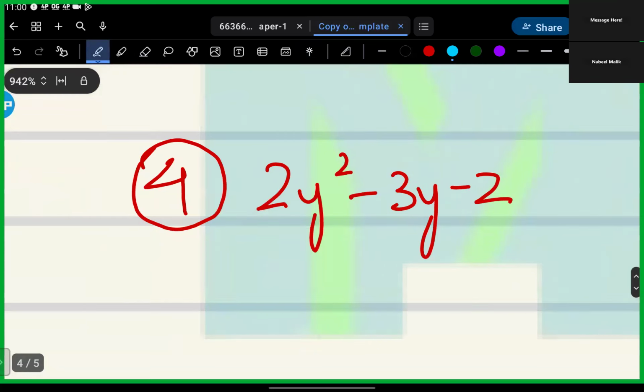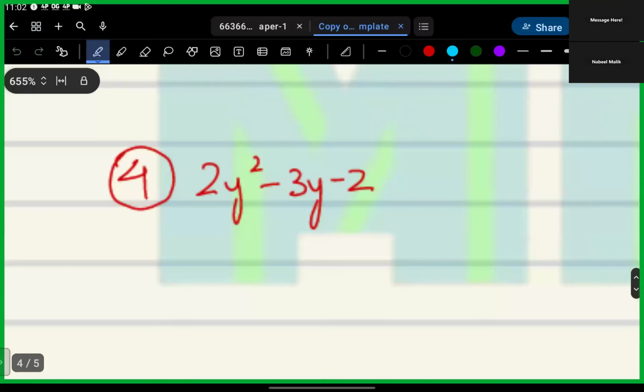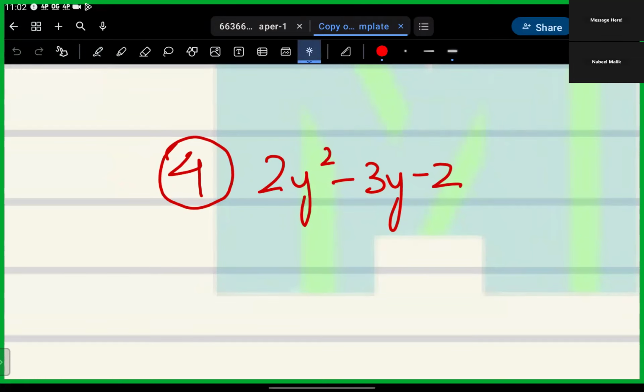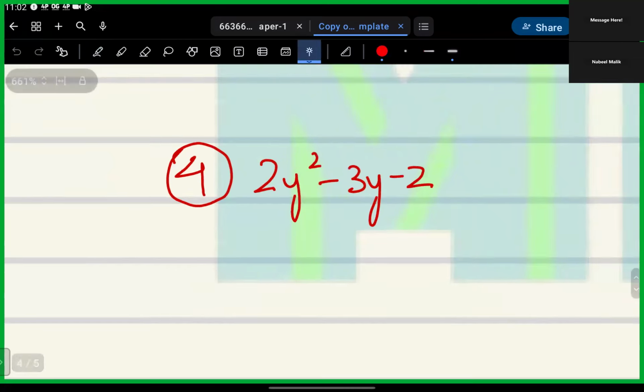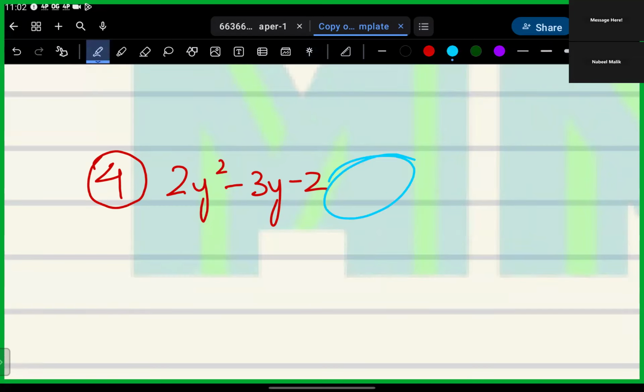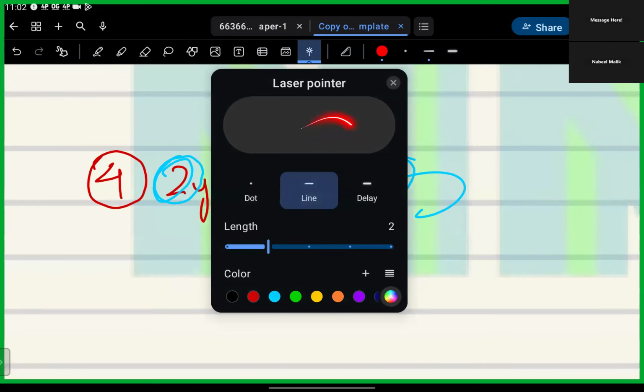y square minus 3y minus 2. Yeah, so guys, whatever we did in the previous question, do the same thing. We want to multiply these both together.